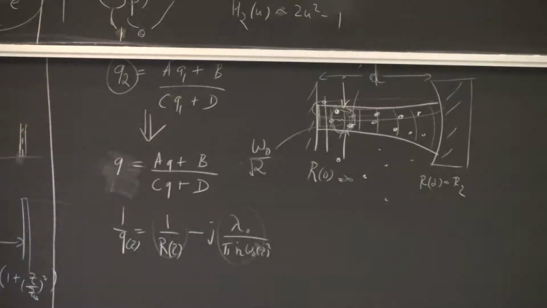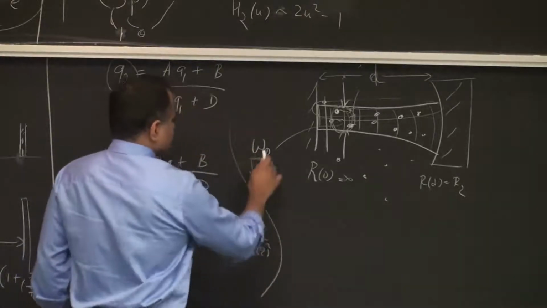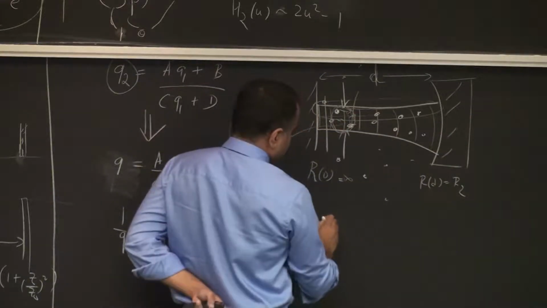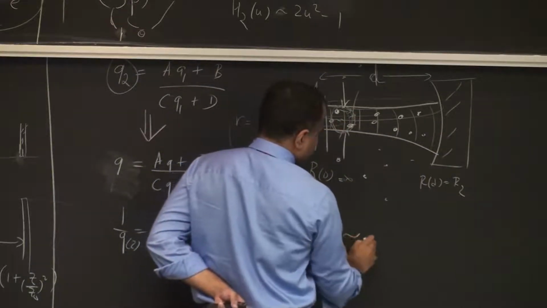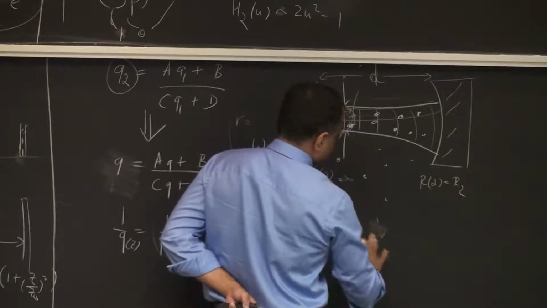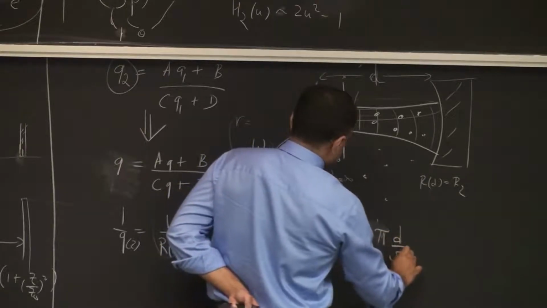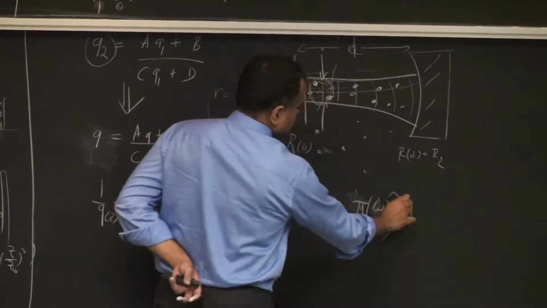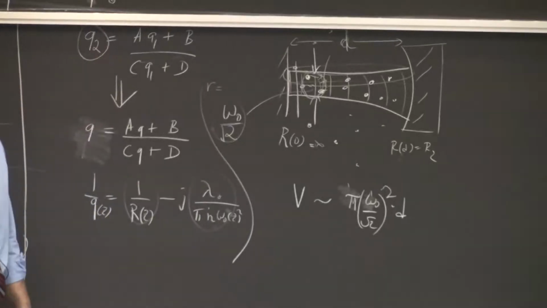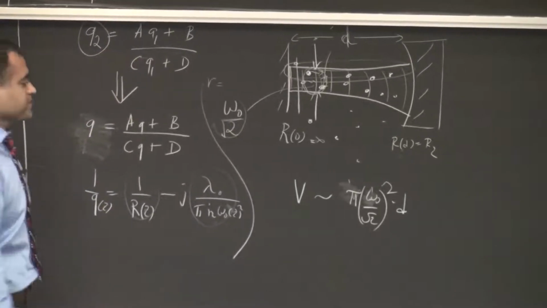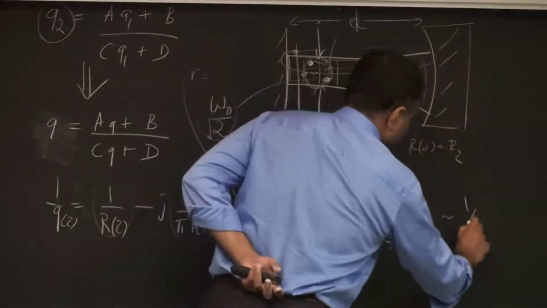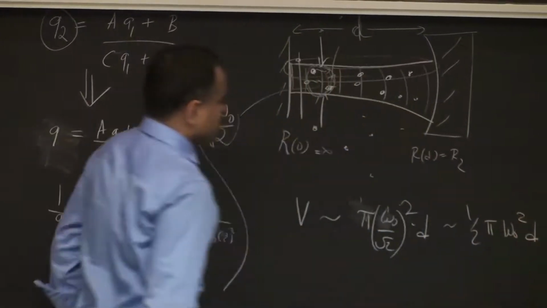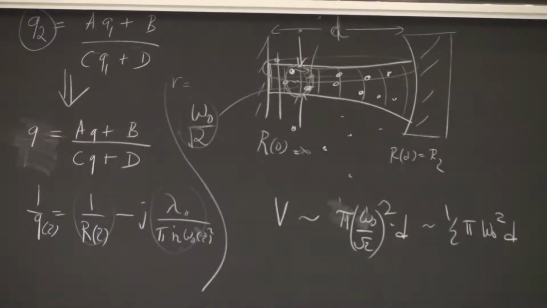That's order of magnitude. So in that case, if I have a cylinder where this is my radius and my distance is d, then I think you can say right away that my modal volume should be very close to pi times w naught over root 2 whole square times the distance, or the height of that cylinder, roughly. And you get half pi w naught squared times d, right? So that's a modal volume with this very crude approximation.